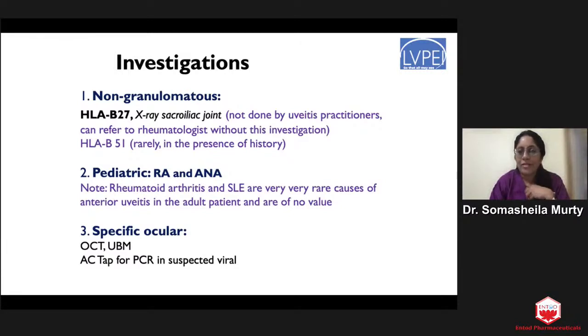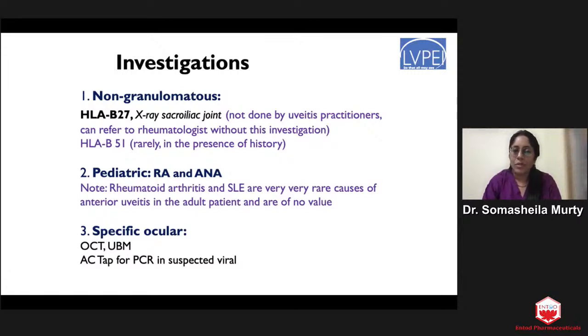So for non-granulomatous anterior uveitis, I usually get an HLA-B27 done, even if it's a male or a female, though you know that in female it's much less likely, but still. I usually never get an X-ray SI joint done. That's not my job. It doesn't have to be done by the uveitis practitioner. Of course, in medical colleges, teaching hospitals, yes, I do agree. But most of the patients, depending on the history that we elicit, whether they have joint involvement or not, if they do have joint involvement, they need to be taken care of by the rheumatologist. So I will refer them based on where they can go.